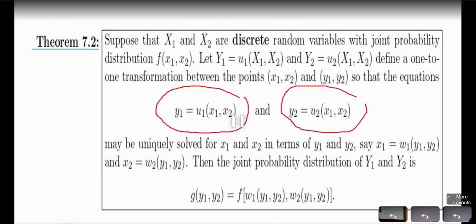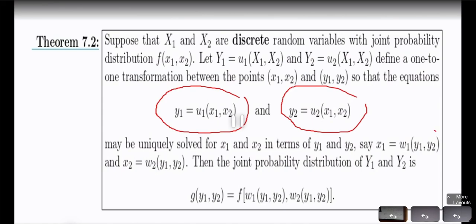What I'm going to do is to find the inverse. Now, how am I going to find the inverse? I'm actually going to solve for x1. I'm going to solve for x2. That x1 is going to be a function of y1, y2. X2 here is also going to be a function of y1, y2, which is what I have here.